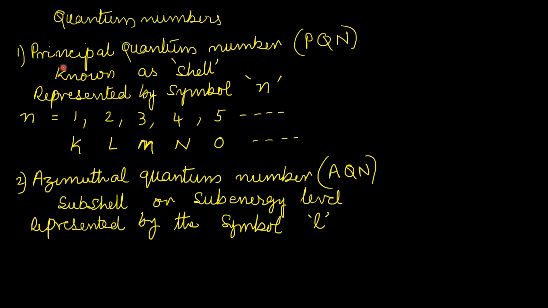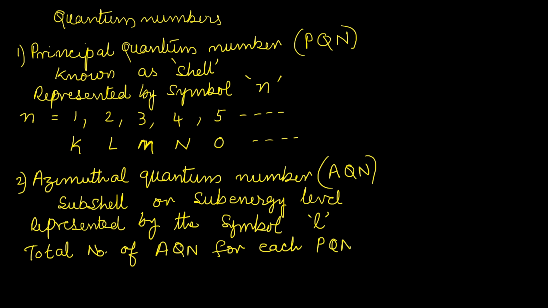n stands for principal quantum number. l stands for azimuthal quantum number under each principal quantum number. The total number of azimuthal quantum numbers, that is the subshells, admissible for each principal quantum number is equal to 0 to n minus 1, where n is the number of the principal quantum number.